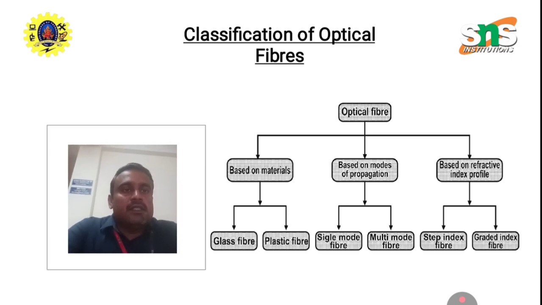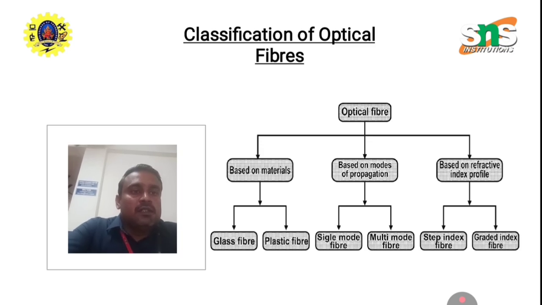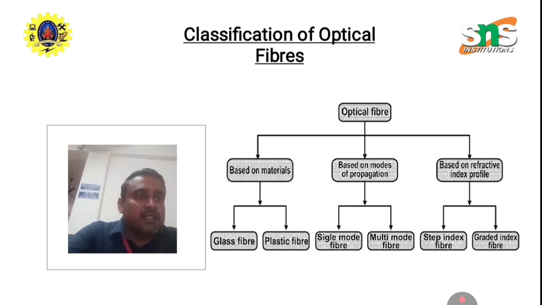Today our topic is classification of optical fibers. We all know that fiber optics is used for communication. Fiber optic materials are basically defined by three basic types: materials, number of modes of propagation, and refractive index.